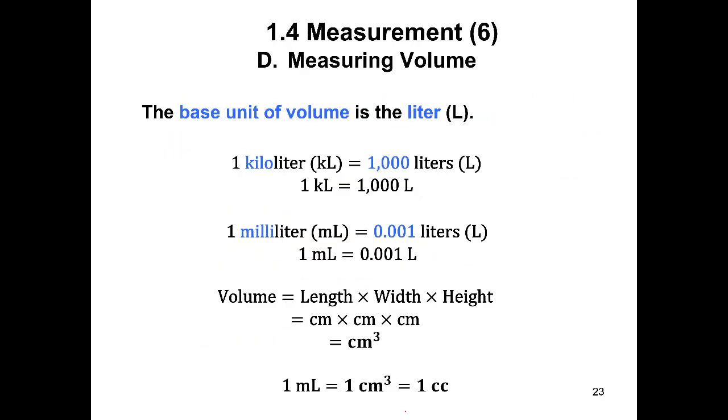The base unit of volume is the liter, and you can have a kiloliter, which is 1,000 liters. You can have a milliliter, which takes 1,000 of them to make 1 liter. And then the other thing you can have is a cubic centimeter. A cubic centimeter is equal to 1 milliliter, and you may have even heard it called a cc. That's what they used to call it a long time ago in the medical profession. Most people that were brought up in the olden days still say it, but they're really talking about a milliliter now.